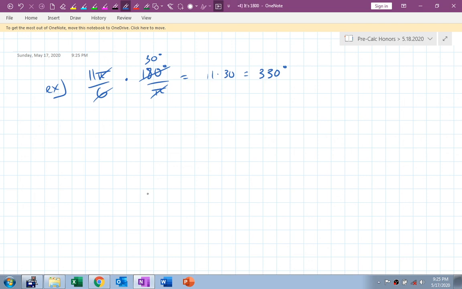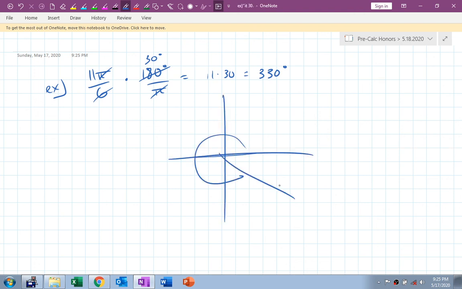Now we can deal with this. 330 degrees is in the fourth quadrant, right? So my reference angle is 360 minus my angle, which is 330. So my reference angle is 30 degrees. I think I'm coming up to the half-hour mark, so we're going to call it quits.